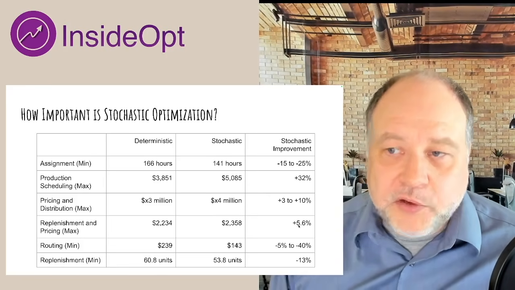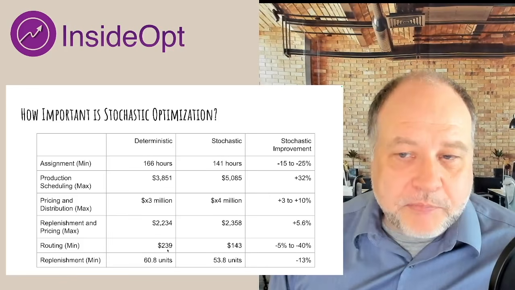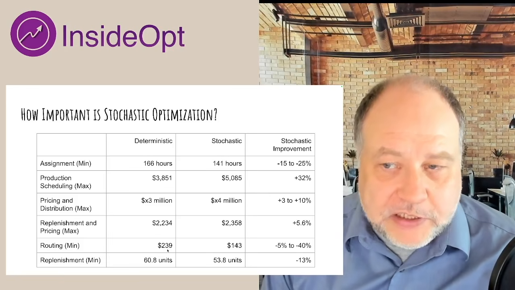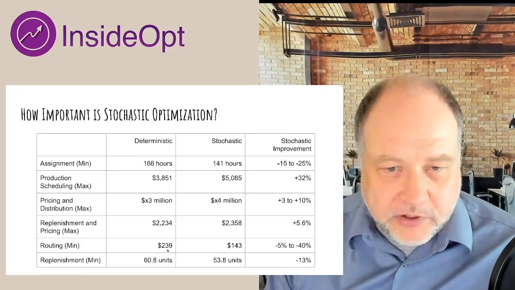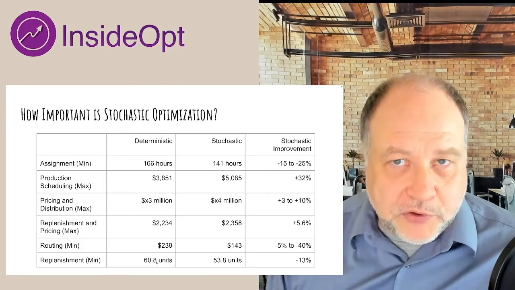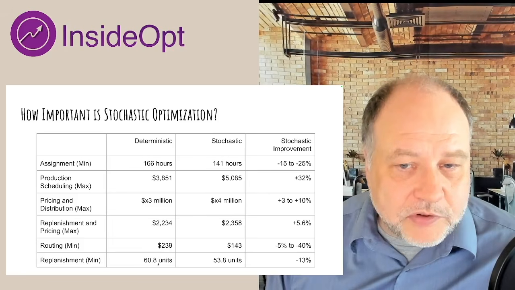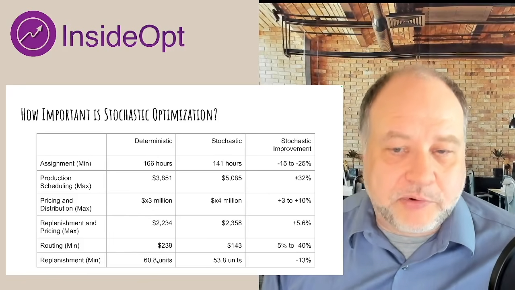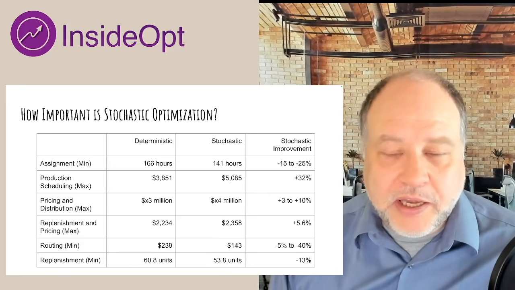Joint distributions, 5.6% improved profit. And then the routing, instead of having cost of $239, we went down to cost of $143. It's a 5% reduction in travel time and a 40% reduction in cost. And then finally, the replenishment problem that we were looking at in inventory for these 5 intermittent items that we had in our warehouse, we went from on average 60.8 units down to 53.8 units, or a reduction of 13%.